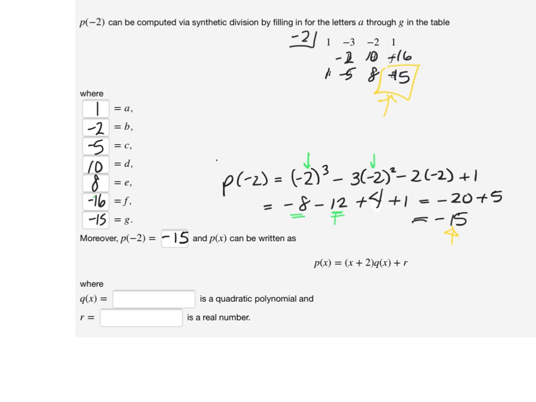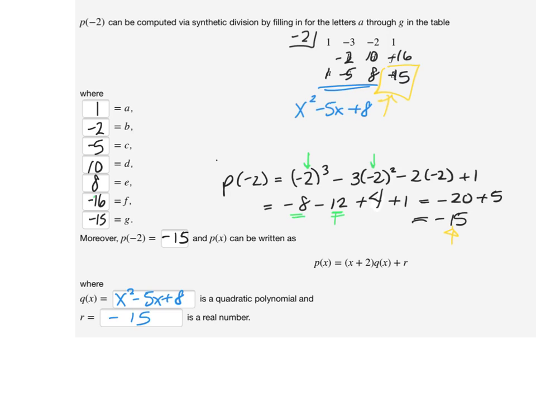So then, this is asking you for the quadratic, that is the q. Well, what they're asking for is this part of the synthetic division. That would have been x squared minus 5x plus 8. That is your quotient. So x squared minus 5x plus 8 is the quotient. Your remainder is still negative 15.